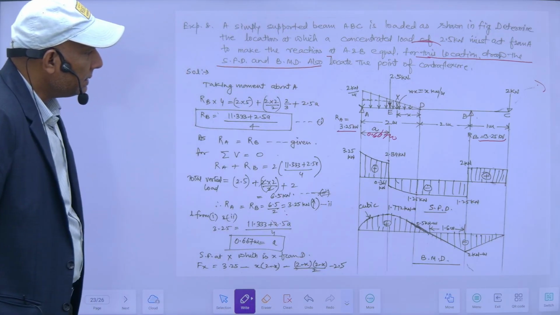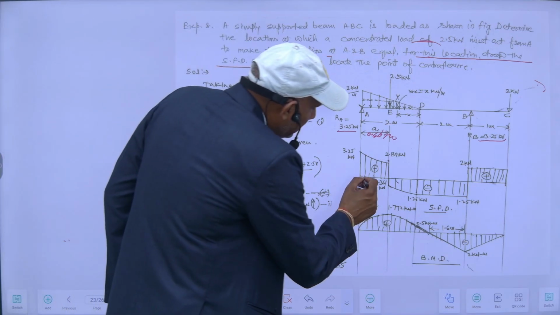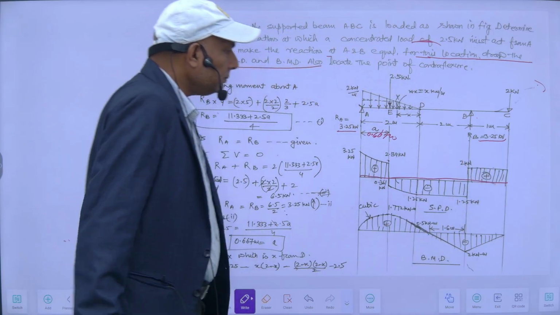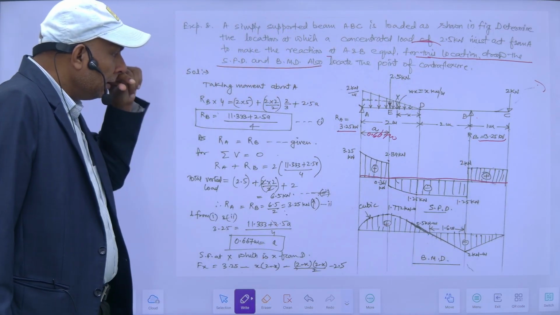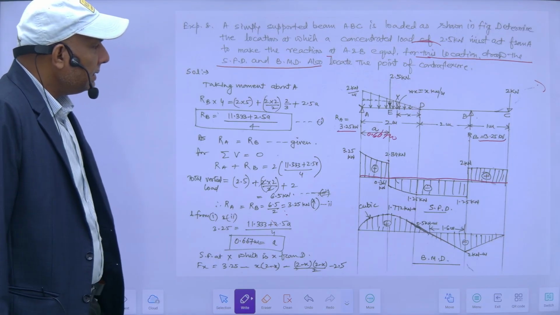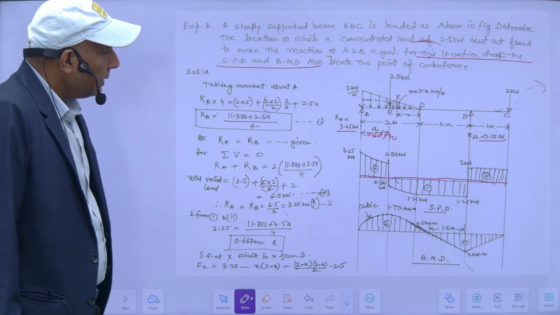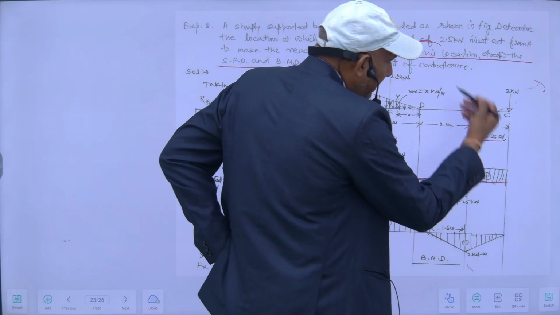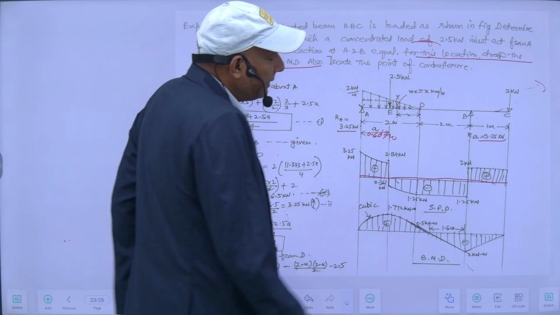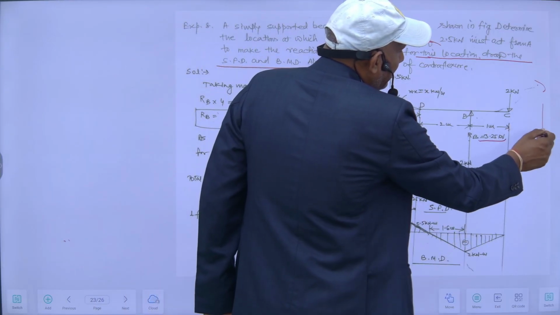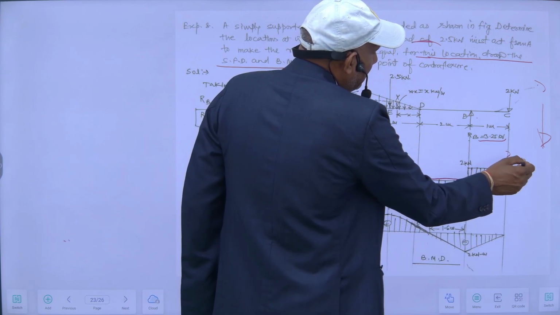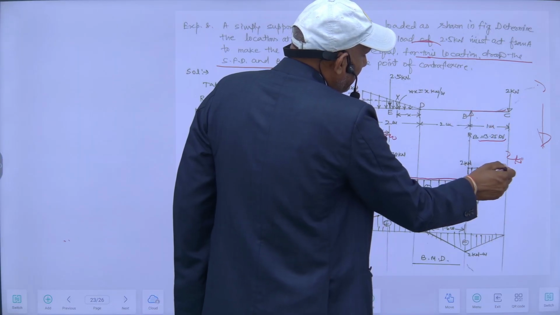So this is task number 2. This is my baseline, and first I am drawing the shear force. Let's start from the right hand side. If I start from the right side, my downward will be positive. So this will be positive shear force of 2 kilonewton. From here to here it will be constant.